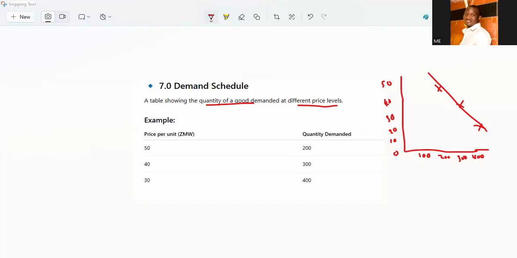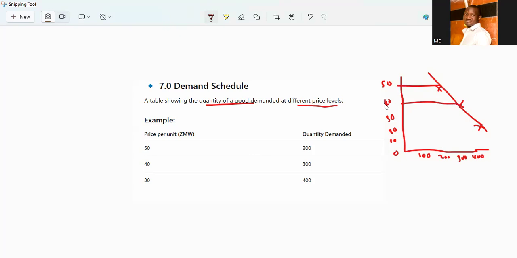Then a demand curve is what you draw. It's a graphic representation of the demand schedule. It is downsloping. It is convex to the origin. In most cases, it shows an inverse relationship. Now let's look at movements on the curves. There are movements that we call movements along the curve and shifts of the demand curve. So if there is a price increase, for instance, in our schedule and our curve, if the price increases from 40 to 50, what happens to the quantity demanded?